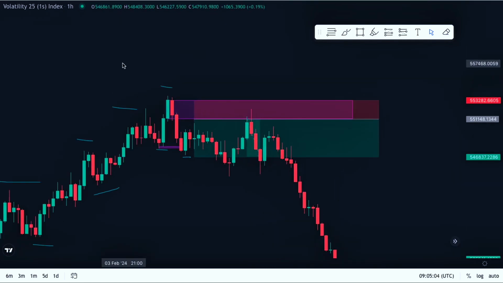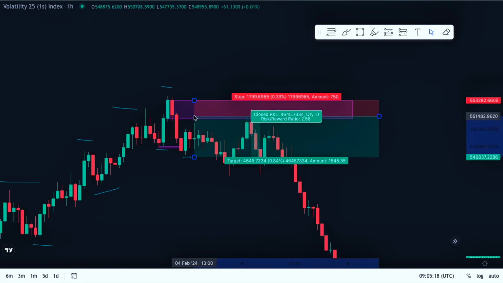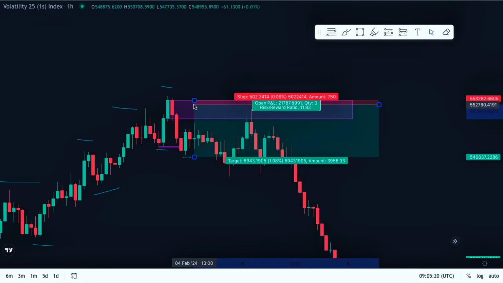So the reason why we downscale to 30 minutes time frame, 15-minute time frame, or the 5-minute time frame is so that we have a smaller order block, which means our stop loss is going to be very small, something like that.